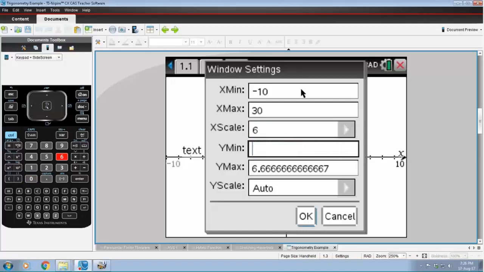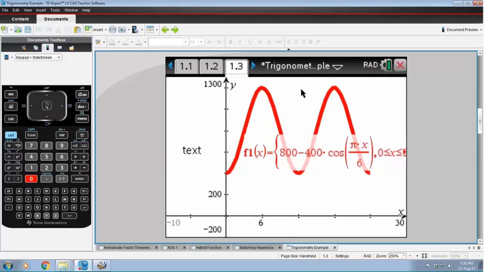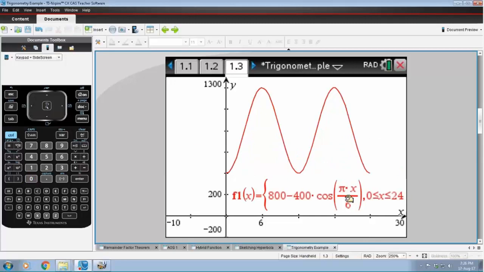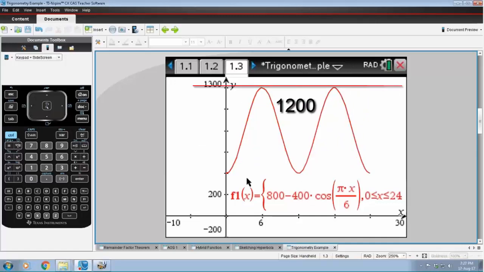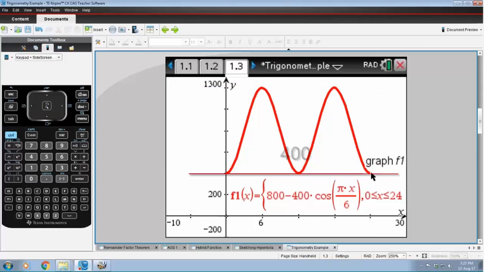My y minimum, well, we'll say minus 200. And my y maximum, well, the range was 800 plus 400, so that's 1200. We want to see a little bit higher, so we'll say 1300. And my scales, well, we don't want to see lots and lots of tick marks, so we'll say 200 there. And now we see the graph quite nicely there. So now all of these graphs have the same basic shape if we set our window settings correctly. So the maximum value is 1200 and the minimum value is 400 here.